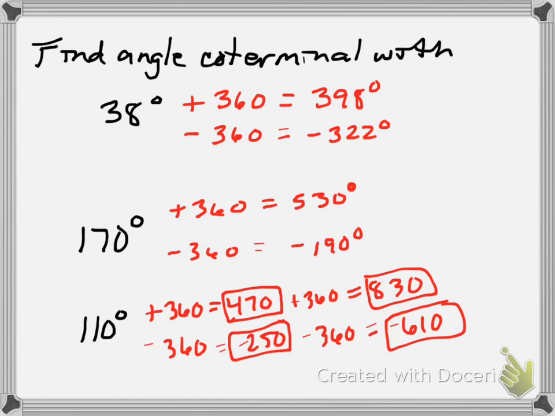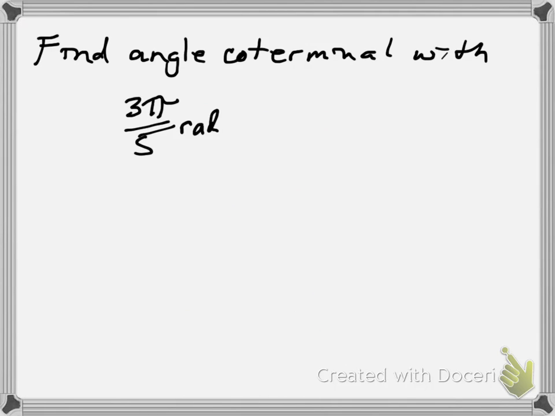One other thing. They could ask you the same question, but with radians. So I'm not going to add 360 to a radian. What am I going to add to a radian? 2 pi. Because 360 degrees is 2 pi radians. So you're basically adding 2 to 3/5. I do not want it as a mixed number. I do not want it as a decimal. I want 2 3/5 written as an improper fraction, which is 13 pi over 5.